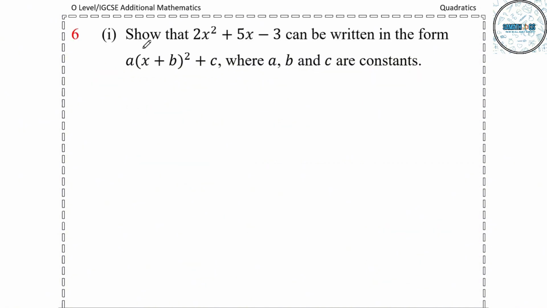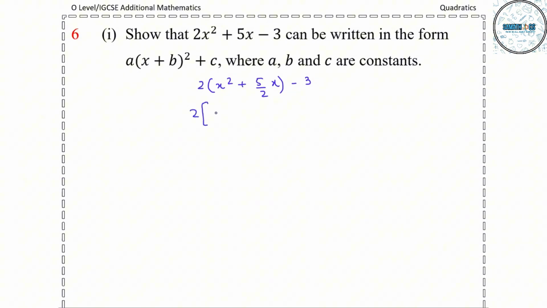Let's do another past paper question. Show that 2x squared plus 5x minus 3 can be written in the form a into x plus b whole squared plus c, where a, b, and c are constants. We have to write this in completed square form. So first of all, we will take 2 as common. When we take 2 as common, we will be left with x squared plus 5 upon 2 x, and we will write minus 3 separately.